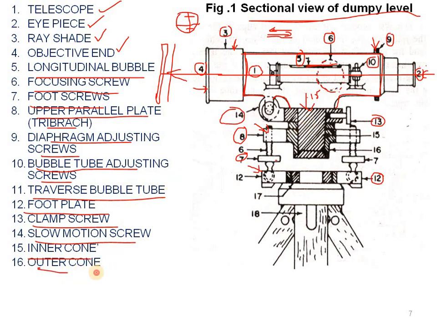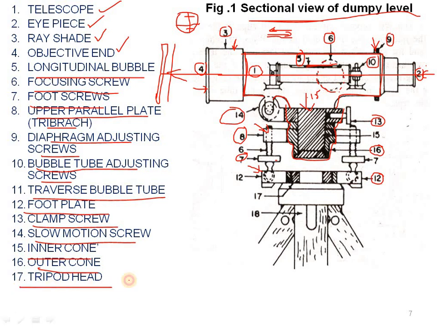And the 16th one is the outer cone. So we can see here this portion is called the outer cone. The black color lines are the edges of the portion. This total portion, which I am marking with the red color line, is known as the outer cone.